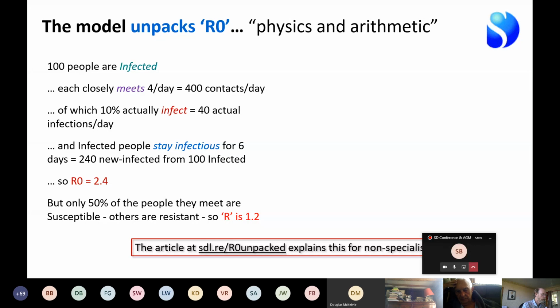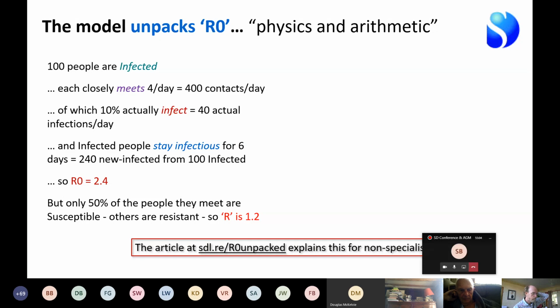So the R0 would be 2.4. That's the number of people infected by each already infected person if everybody else was susceptible. If only 50% of the people they meet are susceptible, others being resistant, that brings the number down to R, which is 1.2.